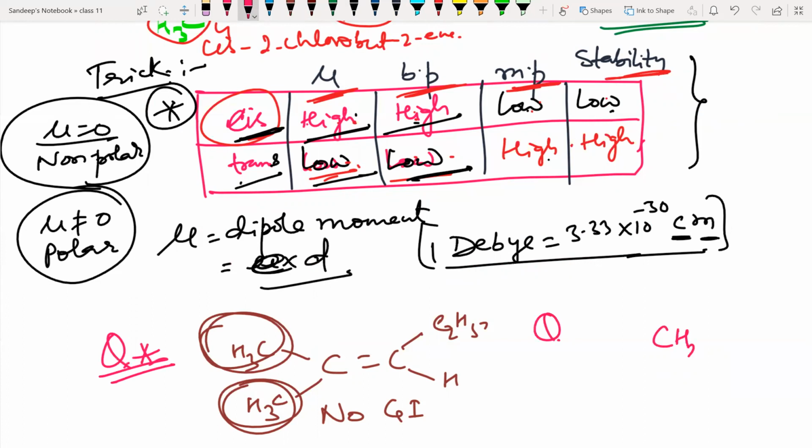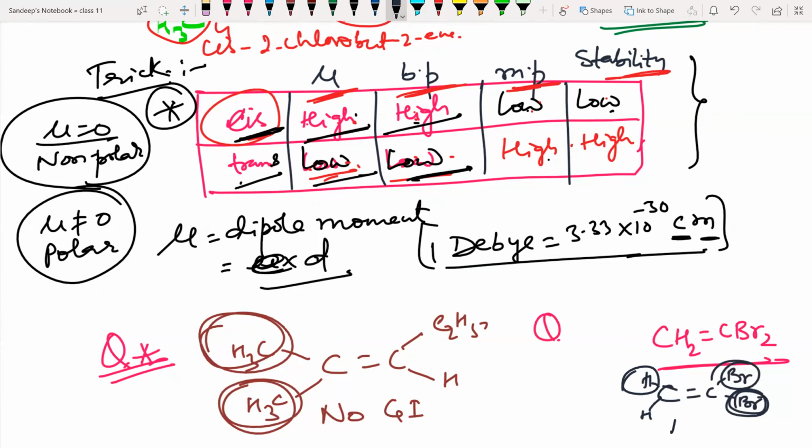Next, CH2 double bond CBr2, will it show geometrical isomerism? It will not show, because the groups are same here. So it will not, no GI.